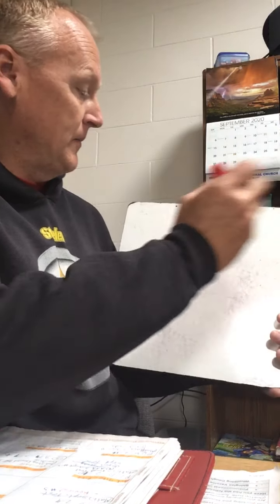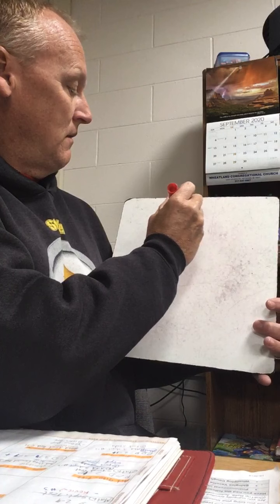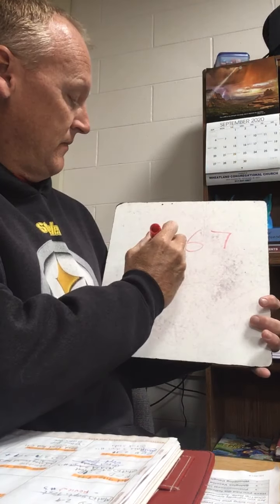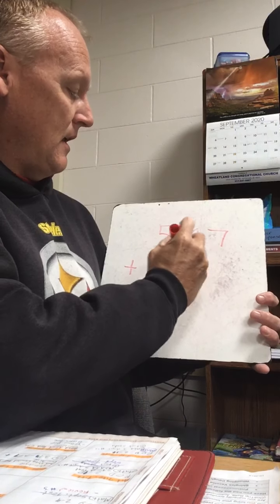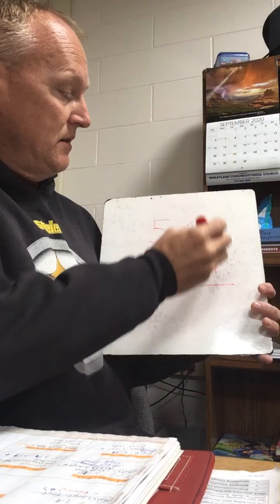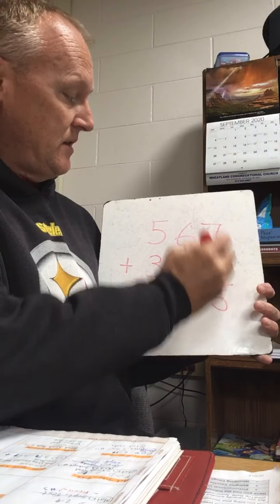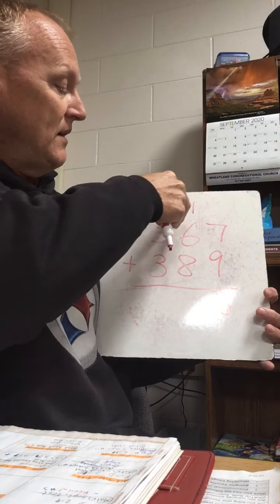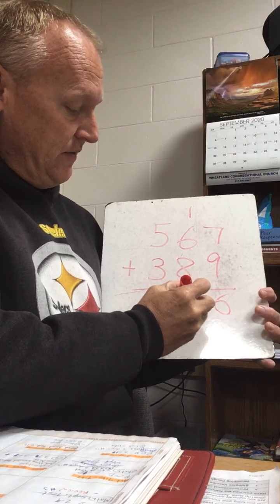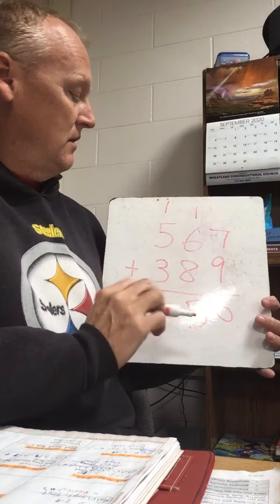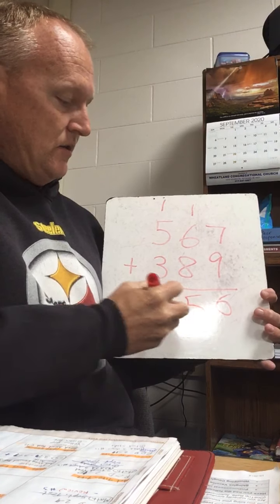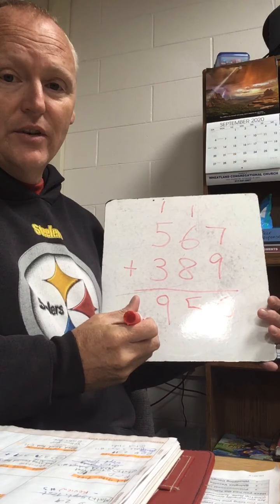Okay, let's try one more. Let's try 567 plus 389. Okay, add your ones place. You get 16. Bring down your 6, carry your 1. Okay, then we have 7 plus 8. That's 15. Bring down your 5, carry your 1. Then you have 6 plus 3, that's 9. So you have a sum of 956.